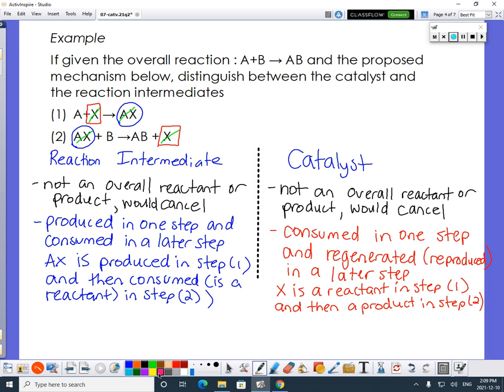There's another thing that's not really demonstrated here because it's so simple, this mechanism, but you can have more than one reaction intermediate, but you can only have one catalyst. That can be another clue that you've done it right, I guess.